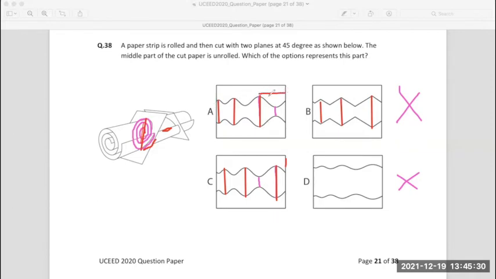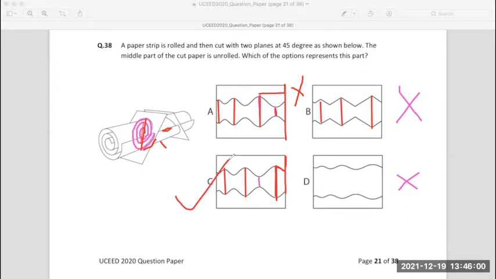Option A says that there's a longer width, but then there is a shorter width which comes in between, and then the edge of the paper comes. So this is clearly wrong that way. In option C, there is a longer width which comes here, and then baad mein, towards the end, the curve folds in, and then you have the edge of the paper, which is also the condition that you are seeing here. So option C that way is the correct one.